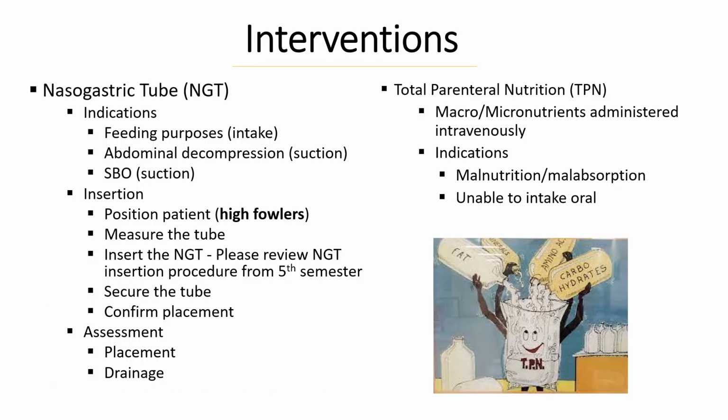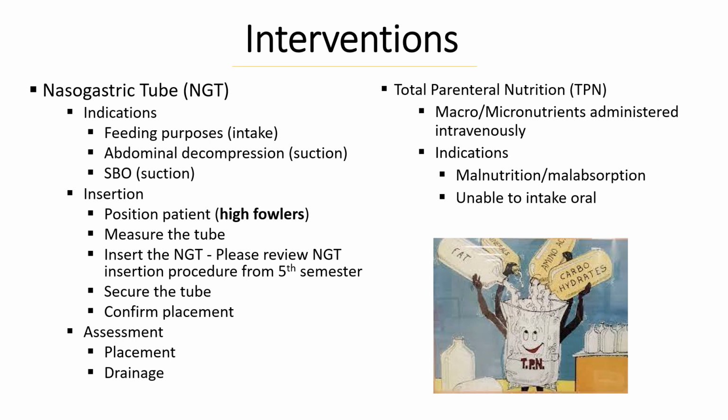Interventions. Please look over NG tube insertion. So I'm going to go over basic things. Why would we insert an NG tube? For one, feeding purposes, so we can give them an intake, some kind of nutrition. Abdominal decompression: we would have them hooked up to suction. A small bowel obstruction, so whatever's in their abdomen can't pass through, so we want to suction it up. So for SBO.